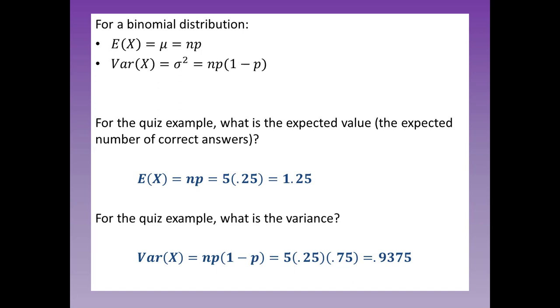For the quiz example, we can get the expected value and the variance very quickly using those formulas, since we know that n is 5 and p is 0.25 already. The expected value would just be those two numbers multiplied together, and you get 1.25. The variance would be n times p times 1 minus p, so really 1.25 multiplied by 0.75, and you get 0.9375.